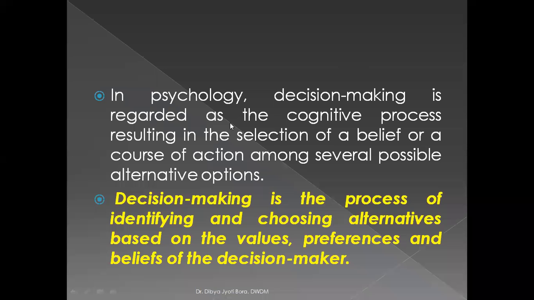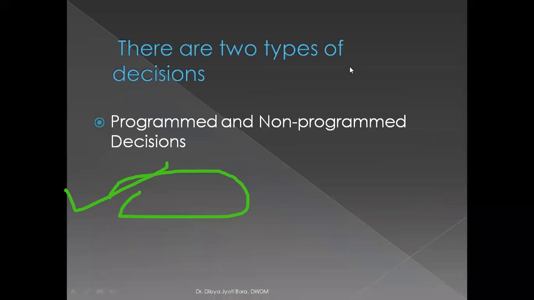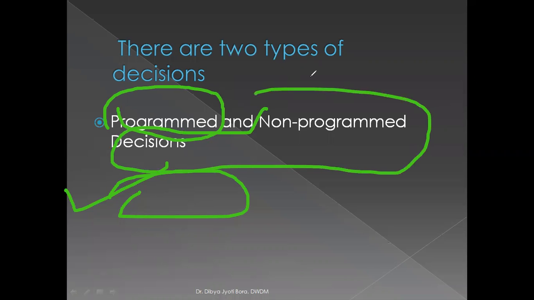Afternoon, everyone. In the last class, I was discussing the decision-making process. The decision-making process is the process of identifying and choosing alternatives based on the values, preferences, and beliefs of the decision maker. Then we have seen that there are two types of decisions: one is program, and the other one is non-program decision.